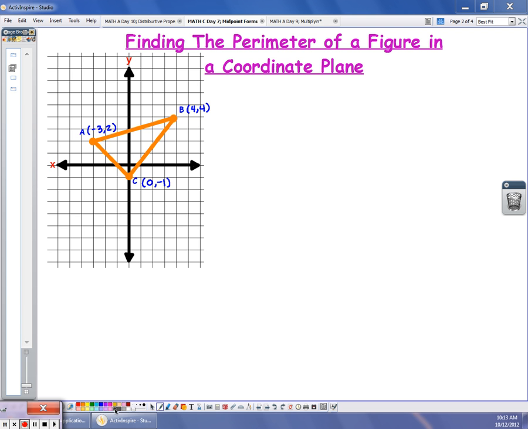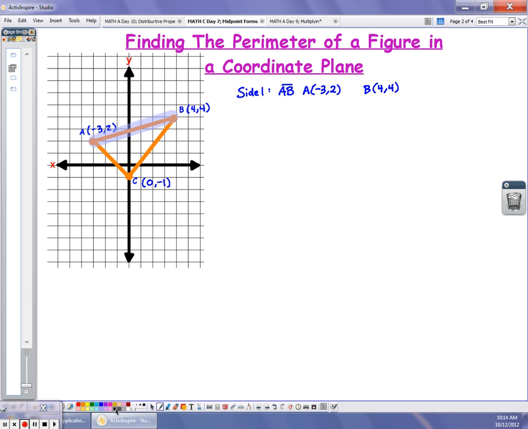Using our distance formula, we'll find the distance of one of these sides. Let's focus on side A to side B. I'm just going to highlight that side, and then we'll write out what we're looking for. For side 1, we have side AB. We do know that point A is at (-3, 2) and point B is at (4, 4).